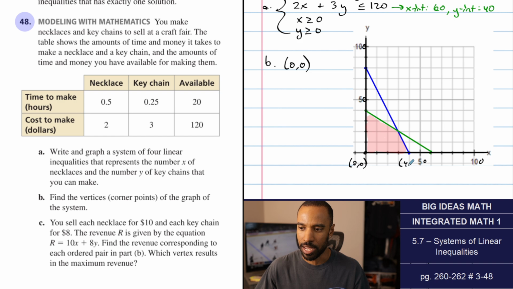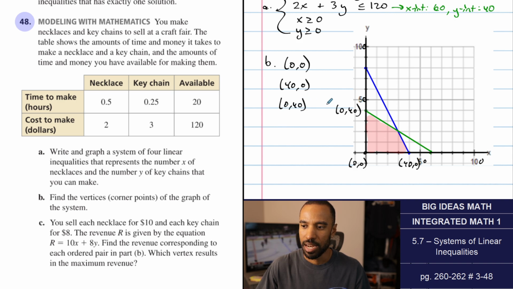This is 40, 0. This is something called linear optimization, sort of. We're not doing objective functions, but this is 0, 40. Now, what's that next one? Is that right on this point right here?